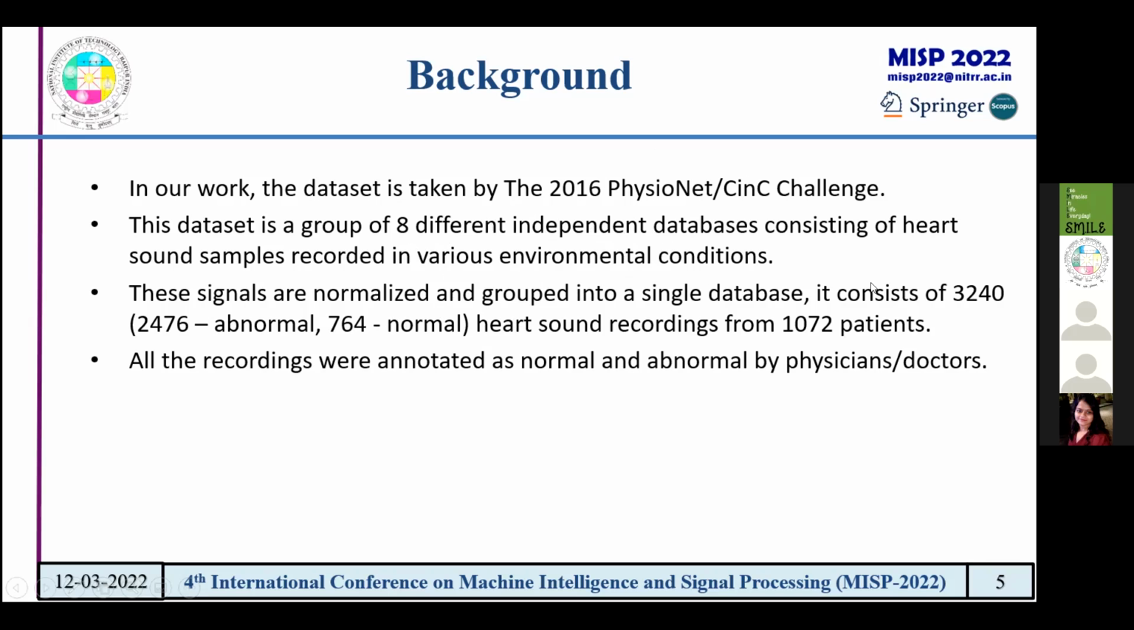So in total I have an audio sample count of 3,240 audio samples, of which 2,476 are abnormal and 764 are normal. These were recordings from a total of 1,072 patients. These audio signals were initially annotated by professional doctors or physicians as normal or abnormal.